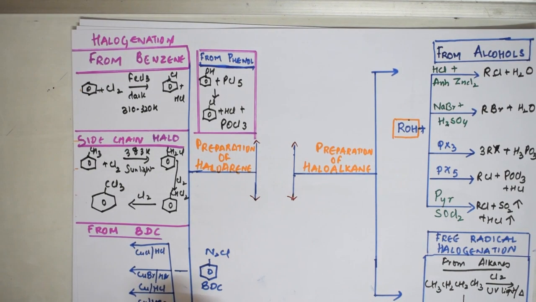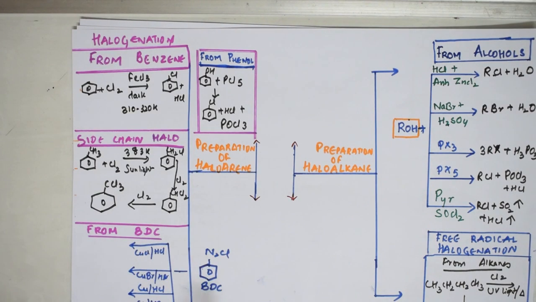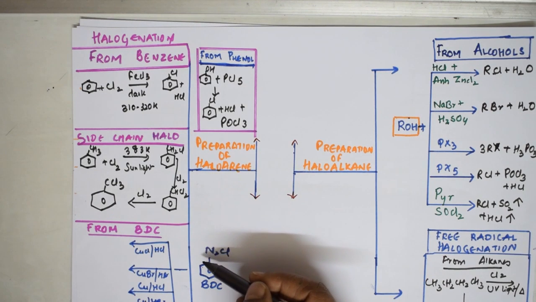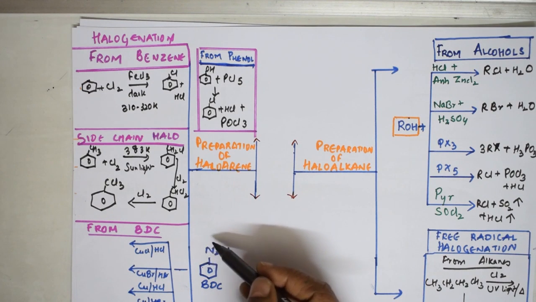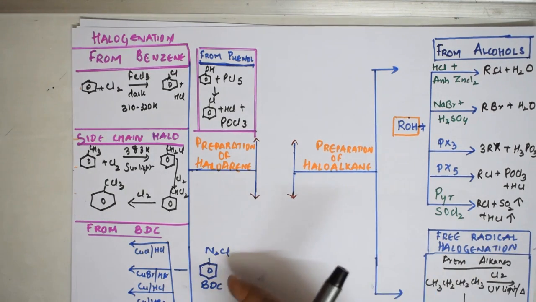Now the next important preparation, I'm going to prepare haloarene from BDC. BDC stands for benzene diazonium chloride. I have done a video on this also. Please watch, go to the playlist of haloalkanes, haloarenes, you will get this video. So basically there are 1, 2, 3, 4, 5, 6 reactions, very important, you need to remember. The important thing is why BDC is used: while preparing haloarene, nitrogen comes out as nitrogen gas. So the leftover product is haloarene.